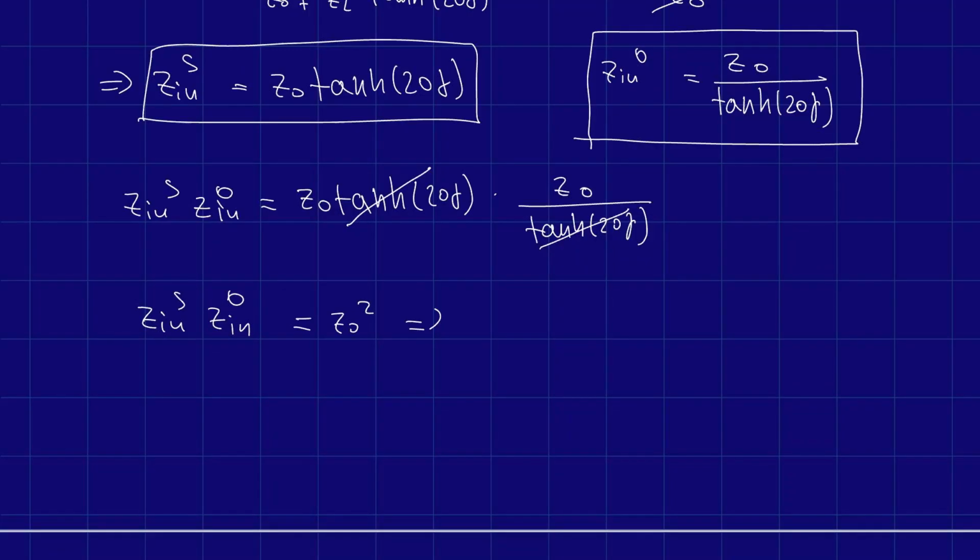So we have as a final result that Z0 is just the square root of the product of the input impedances when it's an open circuit and a short circuit. Okay, so we've successfully managed to find the characteristic impedance Z0 of the transmission line. And in part 2, we will find the attenuation constant alpha.